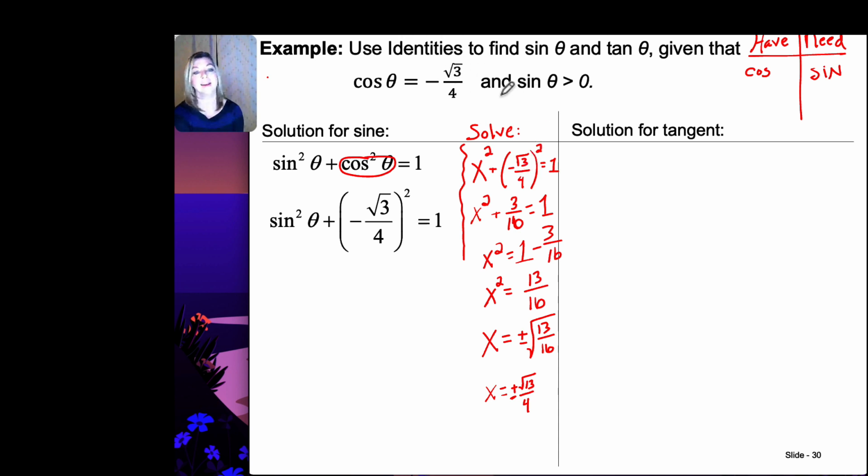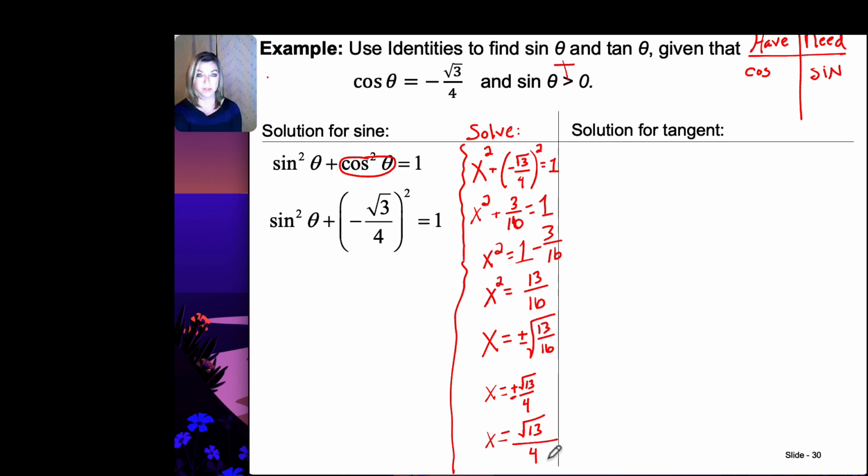It says that sine of theta has to be greater than 0. So we're going to choose the positive root, which is x equals radical 13 over 4. We don't have to write the positive. If it's not there, it's implied. X equals radical 13 over 4, which means our sine theta equals radical 13 over 4. Okay, so if this were algebra class, this is what it would look like. You would get through it. It may not be easy, but you would do it.